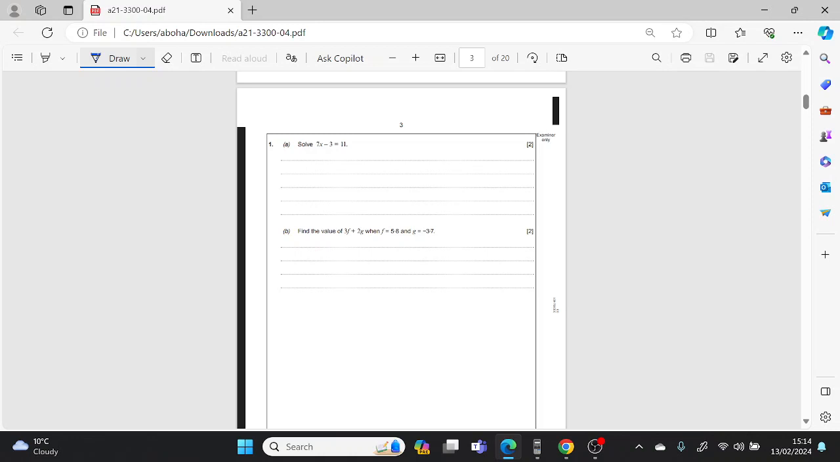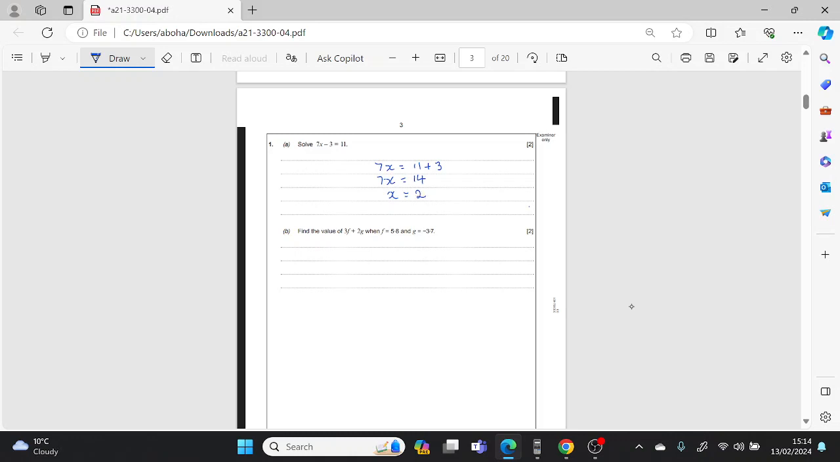You need to solve 7x minus 3 is equal to 11. So 7x is equal to 11 plus 3. So 7x is equal to 14, and then of course 14 divided by 7, x is equal to 2.